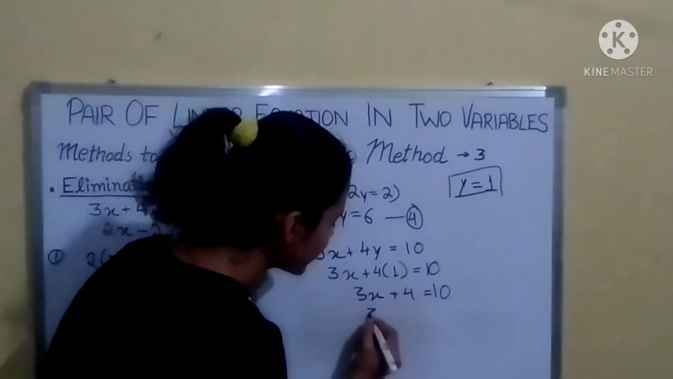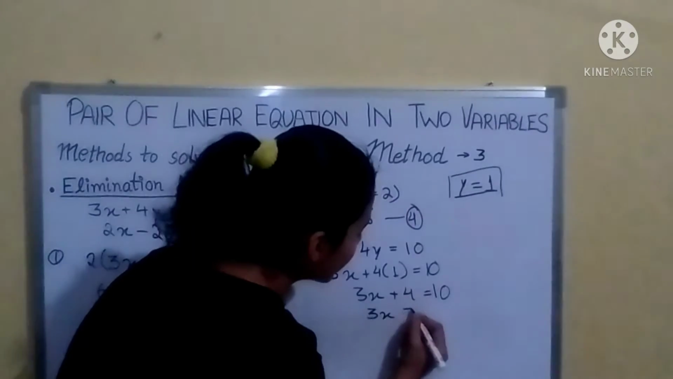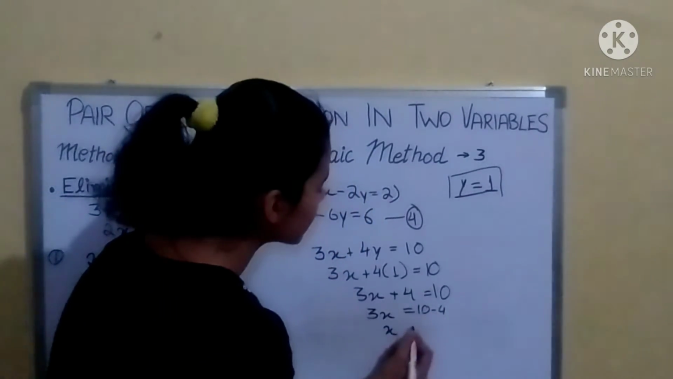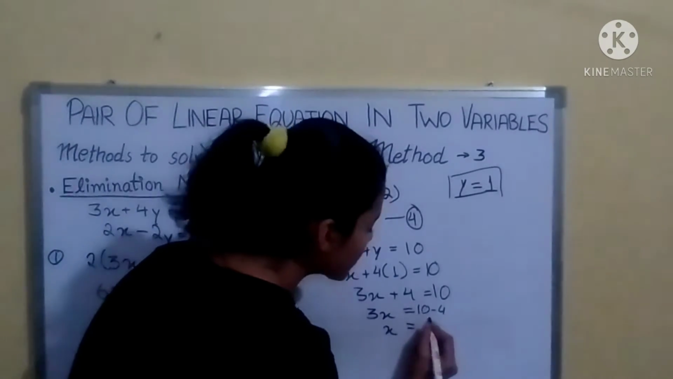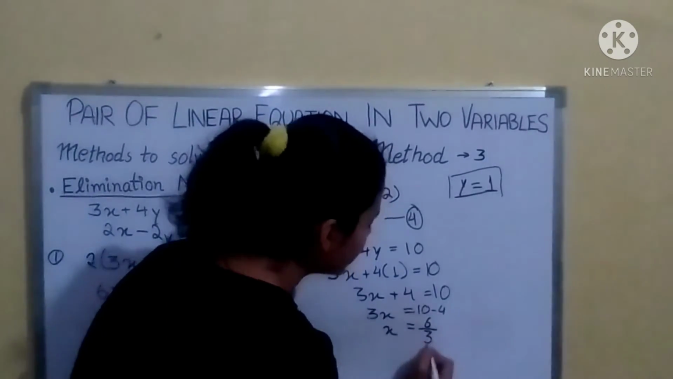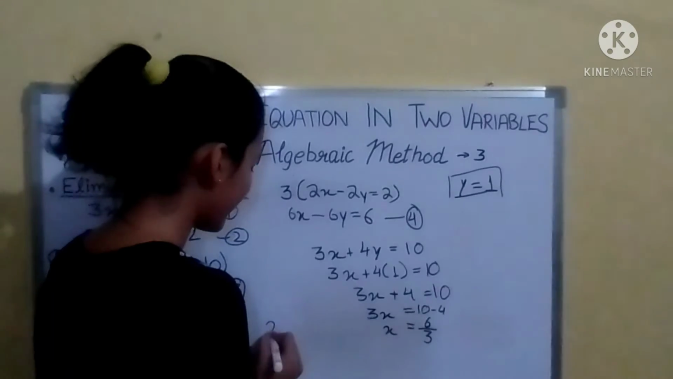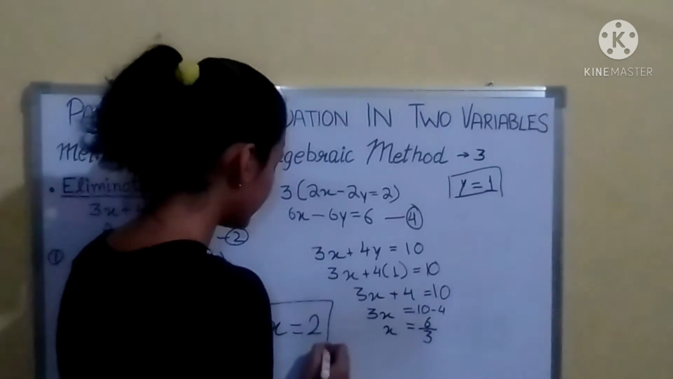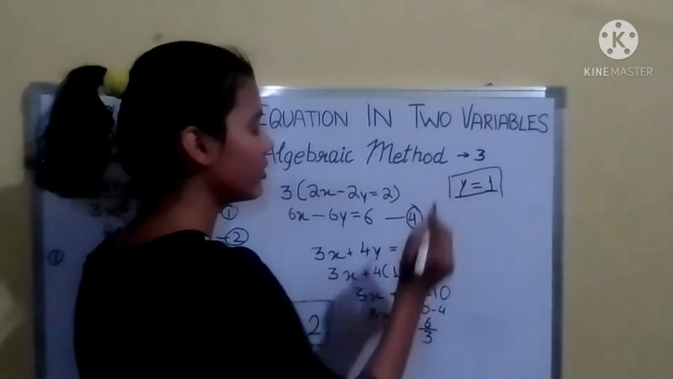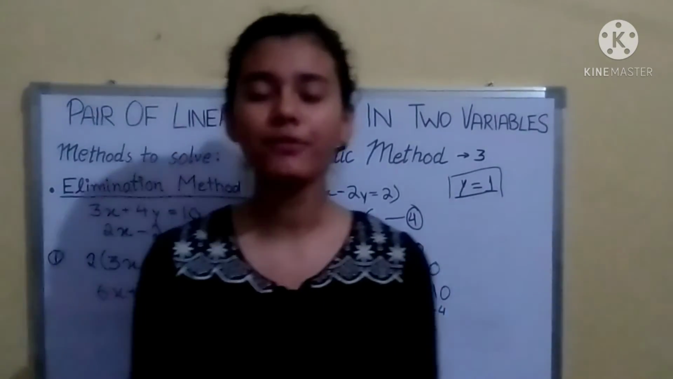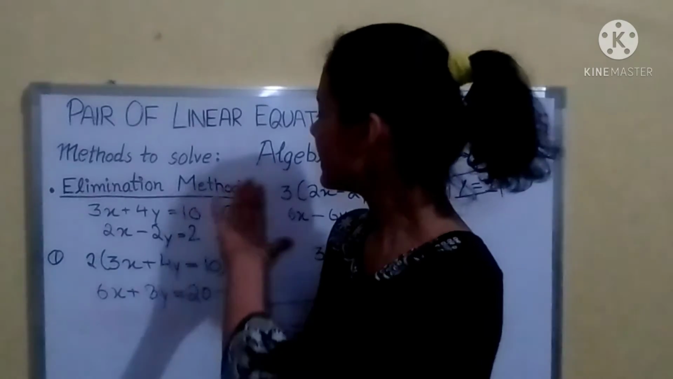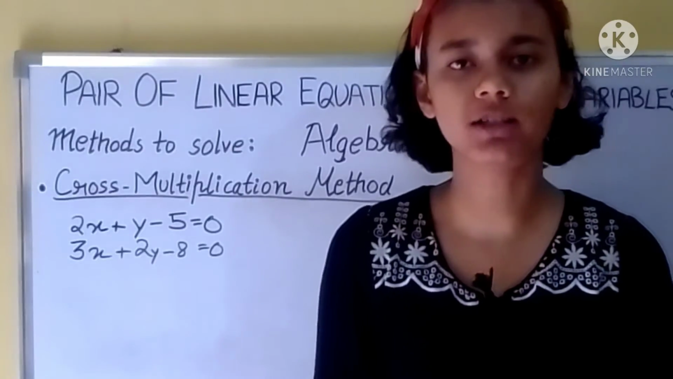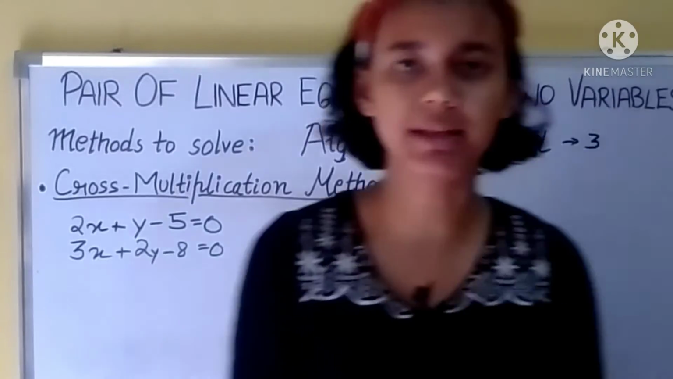So 3x will remain here and then 10 minus 4. Okay. Then 3x is equal to 10 minus 4, which is equal to 6. So 6 upon 3, the value of x that we got is 2. So we have got the value of x and the value of y also. Now if we want to check, we can put them in either of the equations and we will get the answer. So the next method is the cross multiplication method.